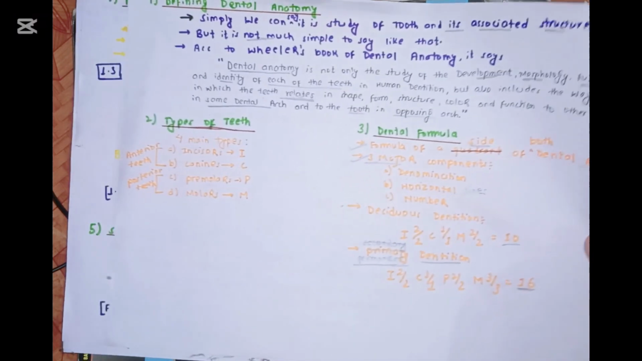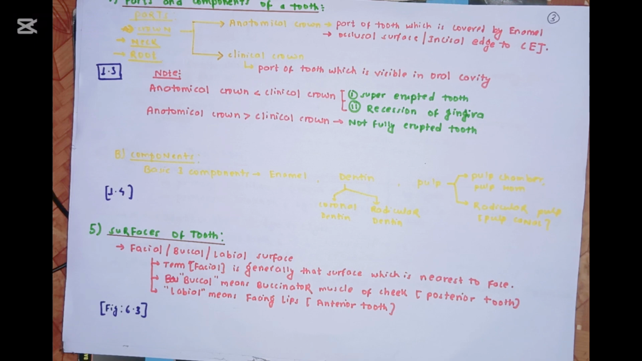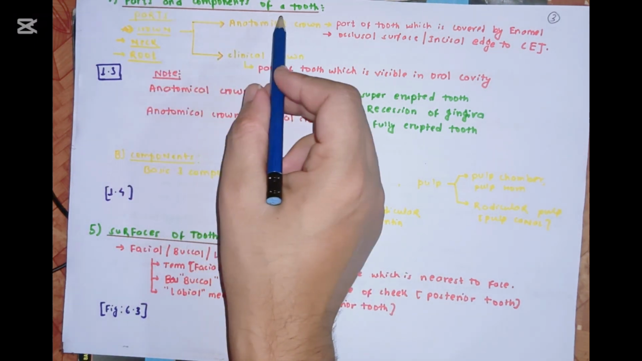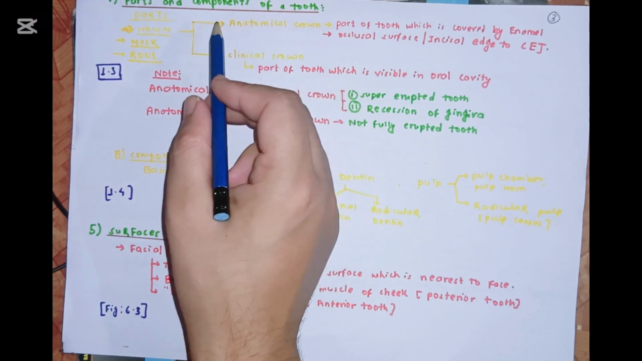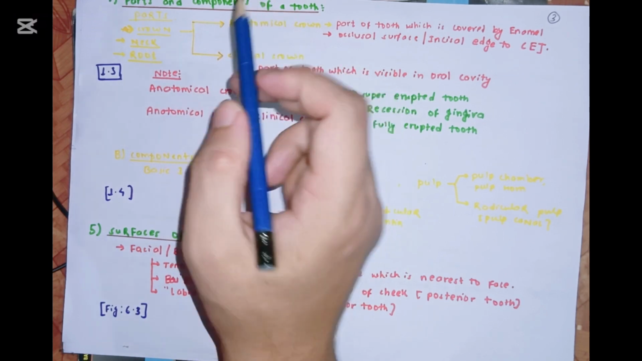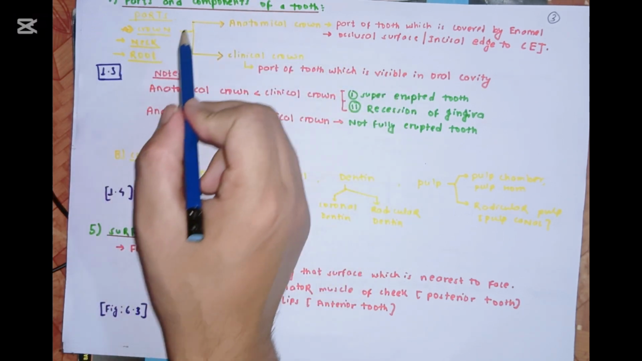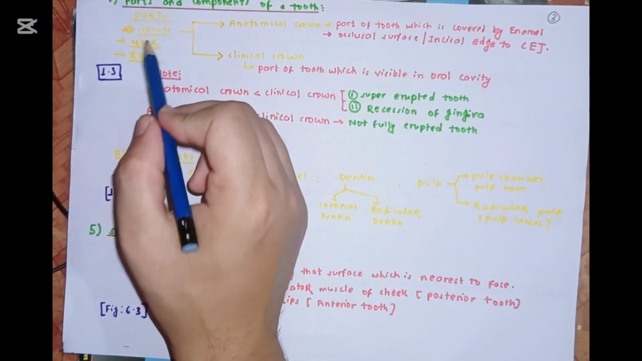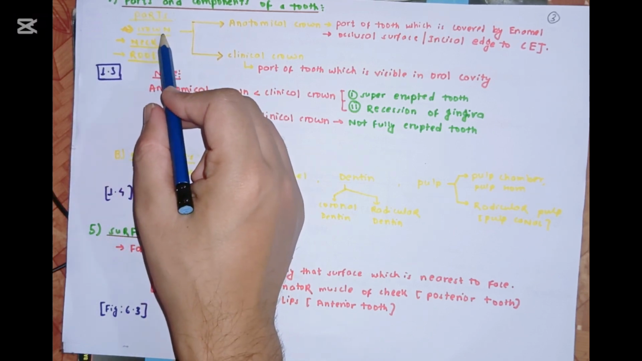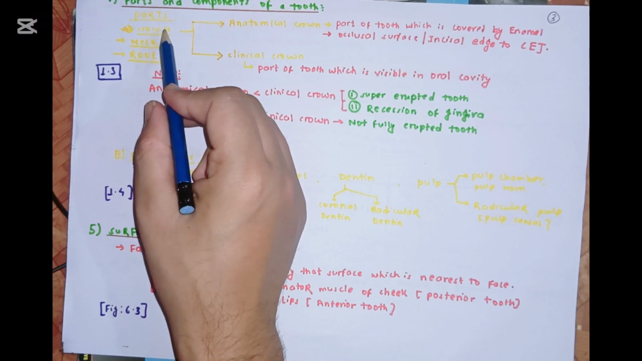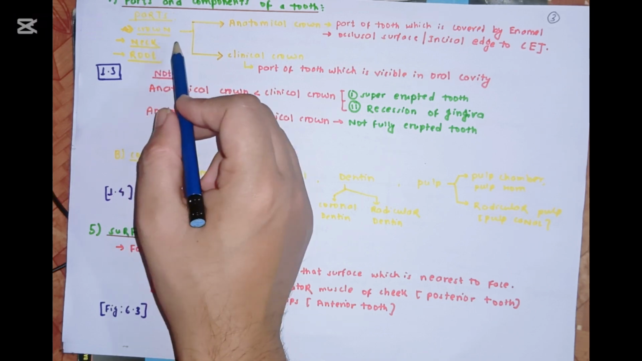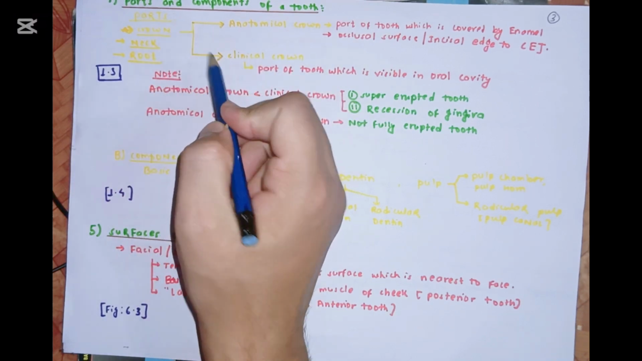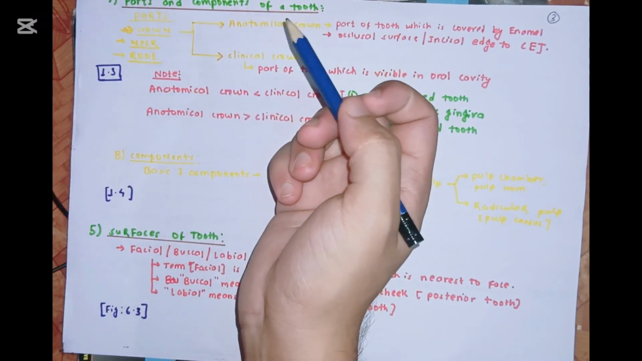Okay, so similarly, let's move to our next topic, that is parts and components of the tooth. Each tooth is divided into the crown, neck, and the root. The crown is that portion of the tooth that is normally visible. Simply, in layman's terms, the crown is that portion of the tooth that is visible to our eyes in the oral cavity.